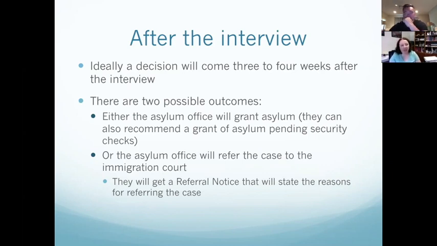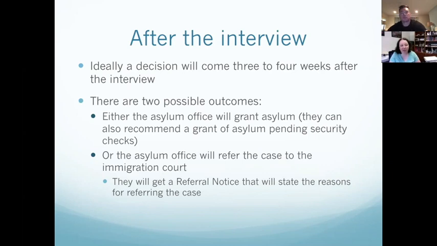And I do have a client who was recommended asylum, and then 2.5 years later, he finally did get asylum after his security checks cleared. In that case, he was actually interviewed a second time, and those asylum officers said, we're not trying to re-adjudicate his case. We just need to make sure that we've cleared everything. So when they said they recommended asylum, they really meant it.